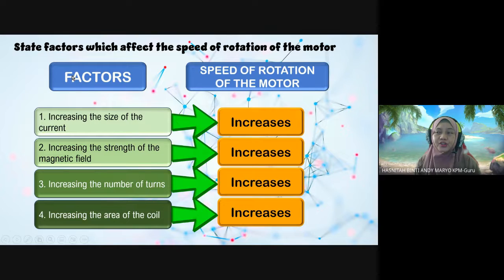So all these four factors increase the force acting on the coil. That's why they are rotating faster. The speed increases. So are you clear with this? Four factors affect the speed of rotation of the motor: size of current, strength of magnetic field, number of turns, and then area of coil. Okay, so we go to the next part.